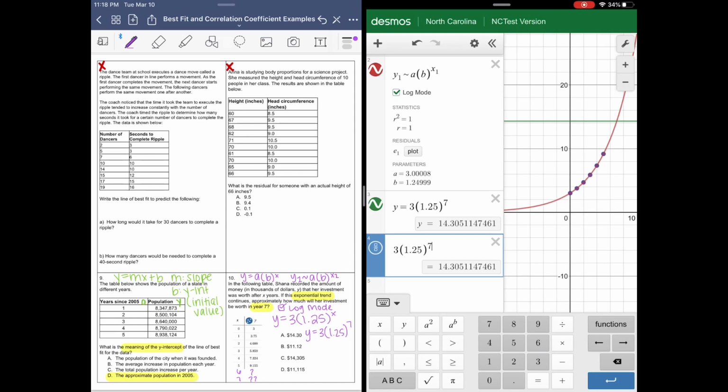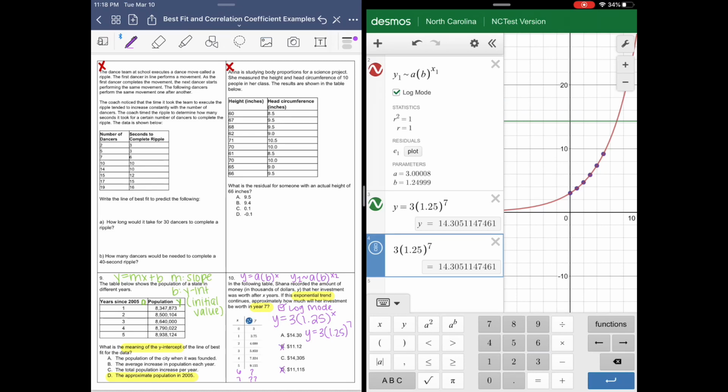All right, so that's 14.30511. Now, we want to know, how much is this investment worth? Is it worth $14? How can we tell? So what's the difference in answer choice? Let's see, we know it's not B, we know it's not D. What's the difference between A and C? Well, let's go back and read the question again.